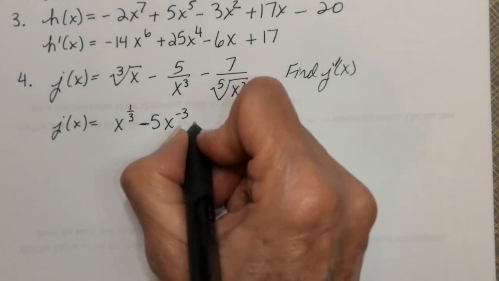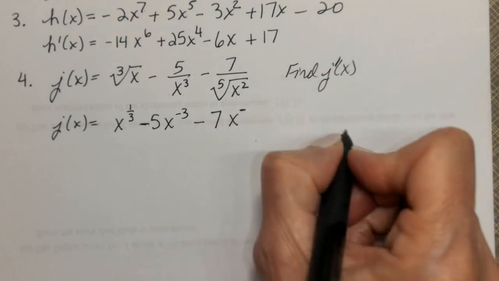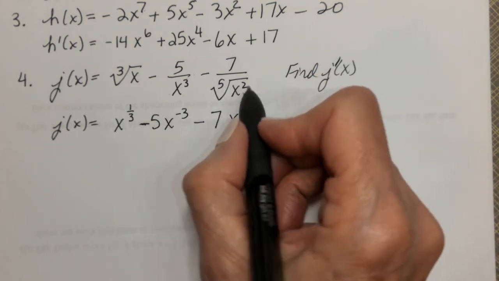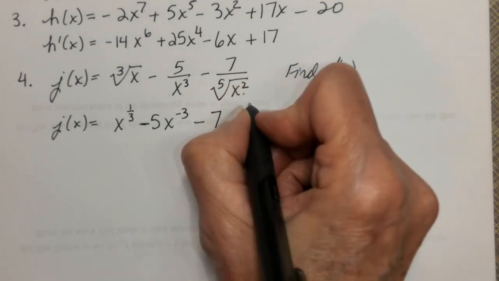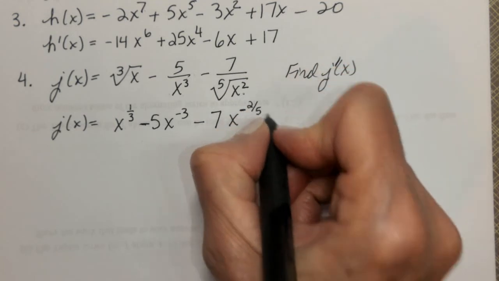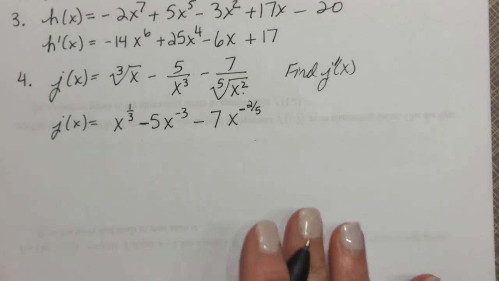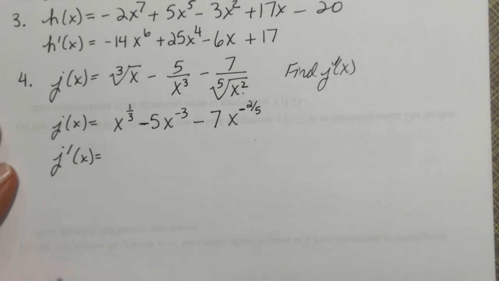Okay? This will be a negative 7x to a negative power because we're bringing it to the top. What power will that be? The root is always in the denominator of your exponent. So negative 2/5 will be the power on the x. Okay? Now every term is in the form x to a power. That is a number. So now I can come in and find the derivative.